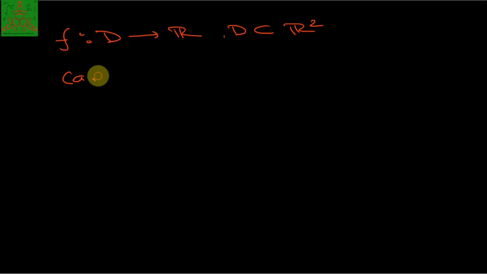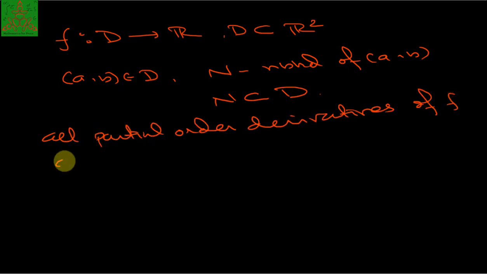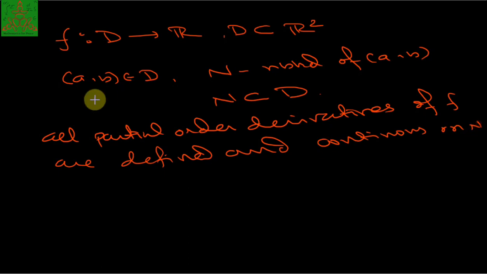Here we are going to discuss Taylor's theorem for functions of two variables. I require a function f which is defined over the domain D to R, where this D is a subset of R square, and a point (a, b) which is in this domain D. Let us consider N to be a neighborhood of (a, b), which is contained in this domain D. All the partial order derivatives of f are defined and continuous on N.